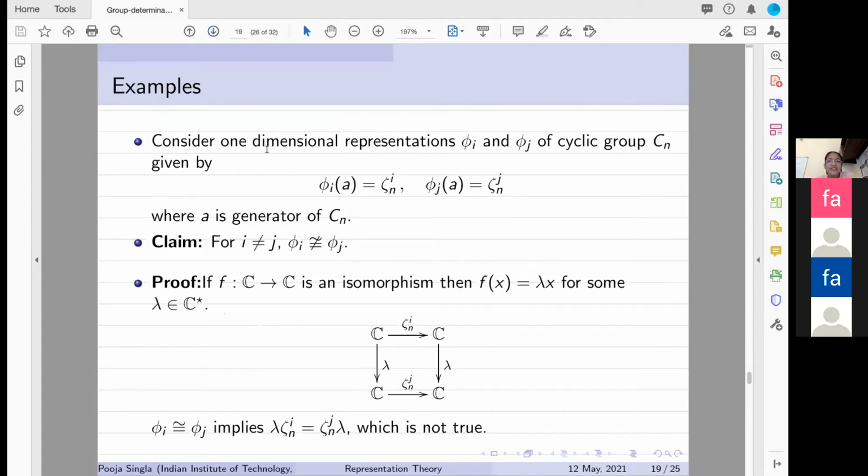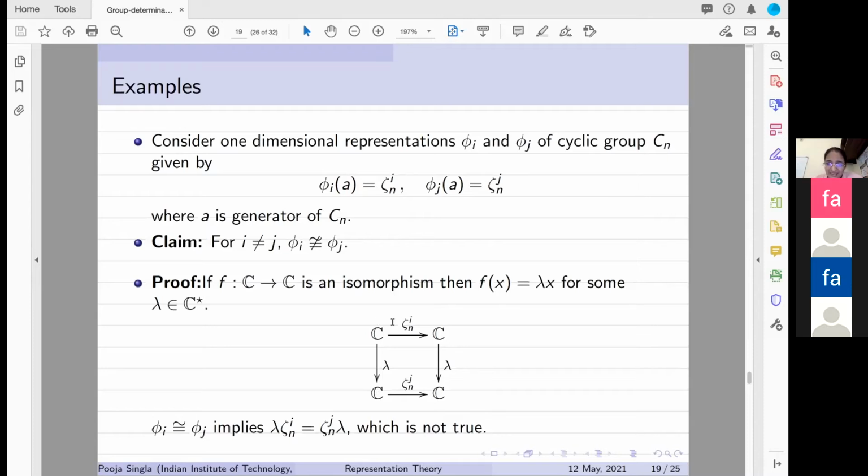Now, for this cyclic group, we defined phi_i and phi_j. phi_i(a) is zeta^i, and phi_j(a) is zeta^j. The claim is, if i is not equal to j, then phi_i is not equivalent to phi_j. This really means, in this case it's one dimensional, isomorphism means multiplication by lambda, right? Linear space to linear space.